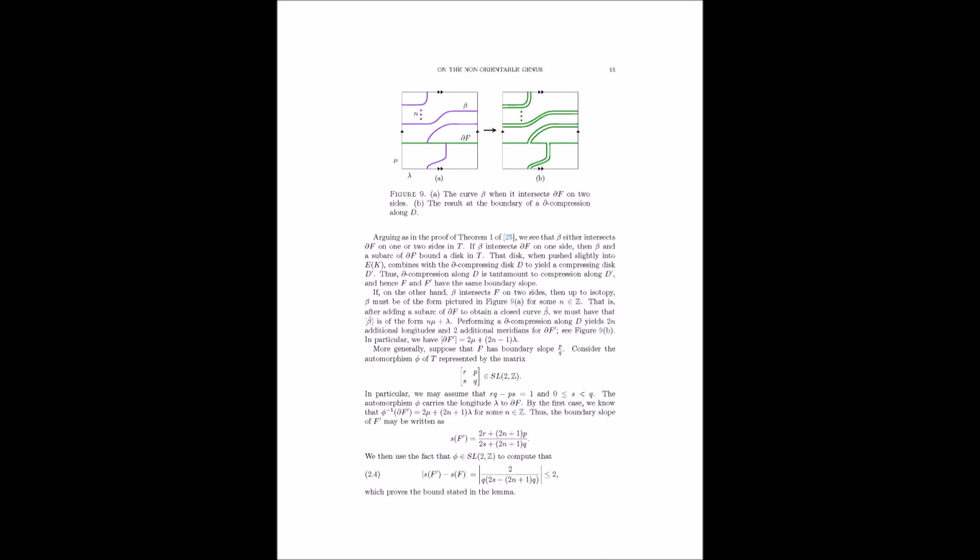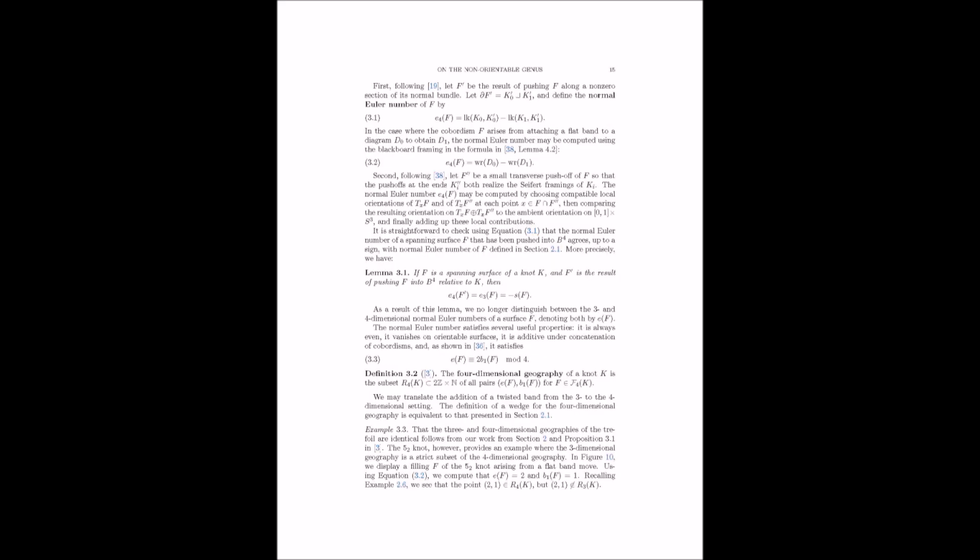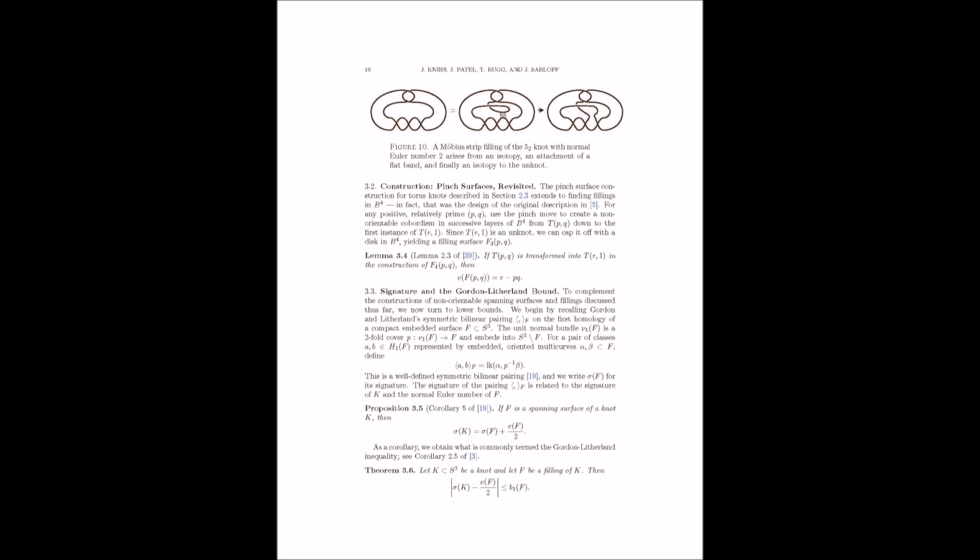Now we went to the fourth dimension. Similarly, a compact, smooth, properly embedded surface F ⊂ B⁴, with ∂F = K, is a filling of K. And we have to contrast this with the previous definition. Before, the surface F was in S³, our 3D space. Now, the surface F is in B⁴, the four-dimensional ball. The knot K lives on the boundary of this ball.